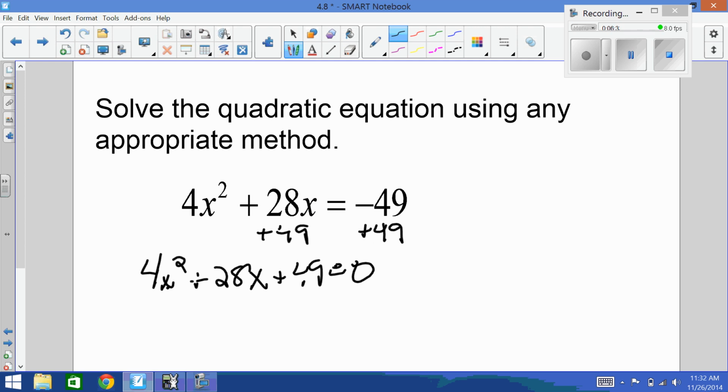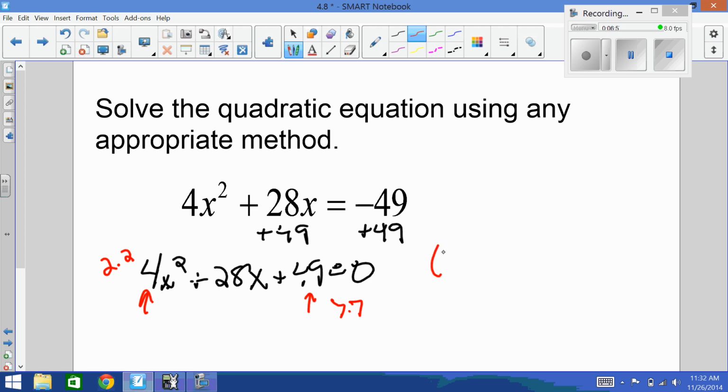Now I'm going to try factoring here. The reason I'm going to try it is that 4 is a perfect square, because that's 2 times 2, and 49 is a perfect square, that's 7 times 7. Usually when your A and your C are perfect squares like that, there's a good chance it's factorable. So I'm going to go ahead and try it.